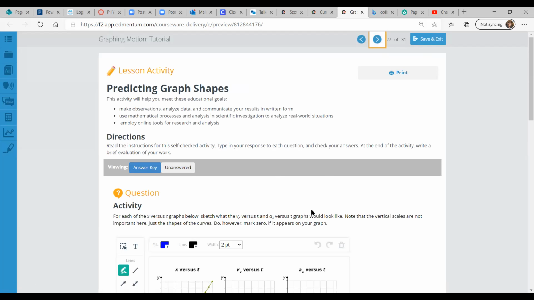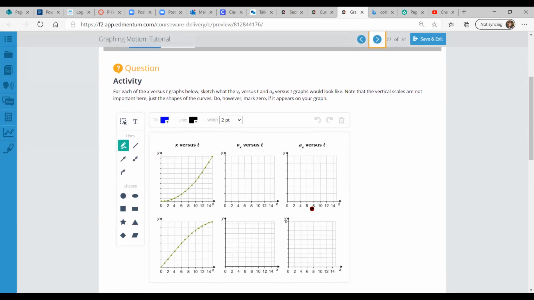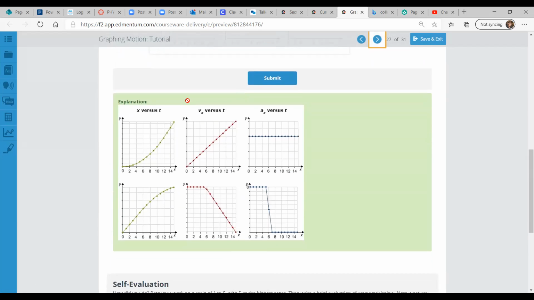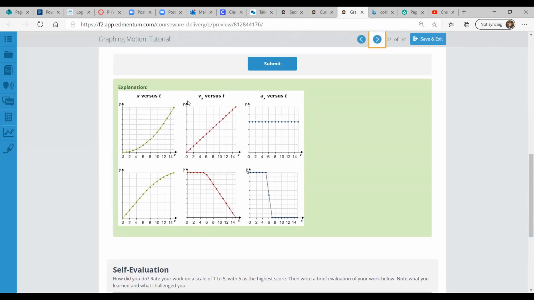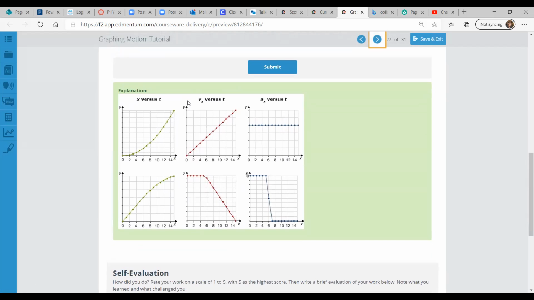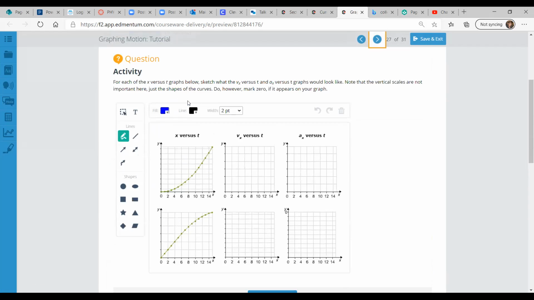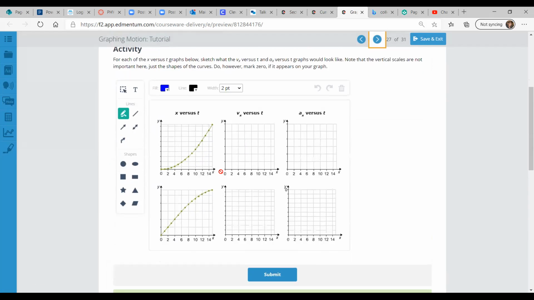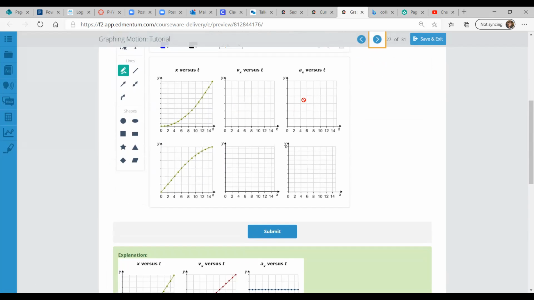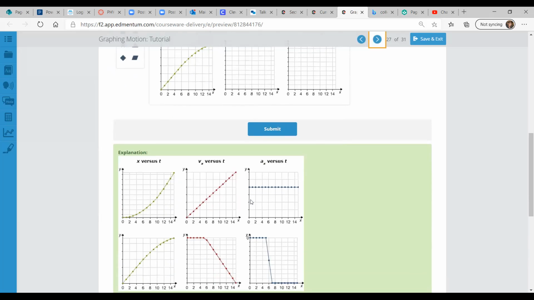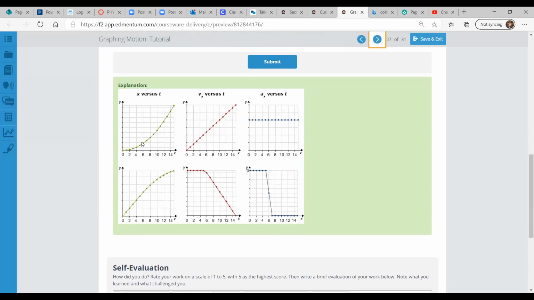Predicting graph shapes. So these start out with one shape, and then it wants you to draw the velocity and the acceleration versus time graphs. And so here's the answers.